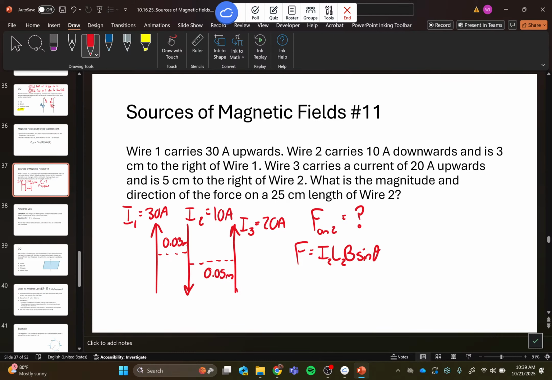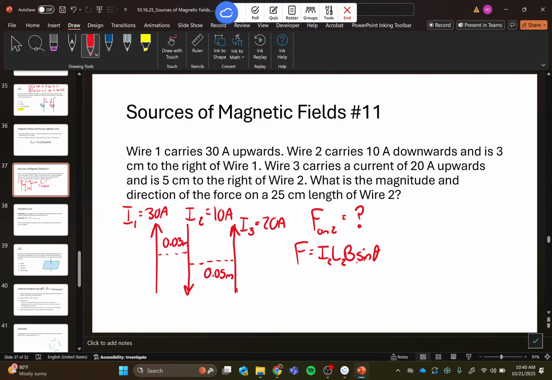Correct. That's a great question. Wire 2 does not make a field at itself, just like a point charge doesn't make a field at itself. Otherwise, it affects itself. So that's the equation for the force on 2.